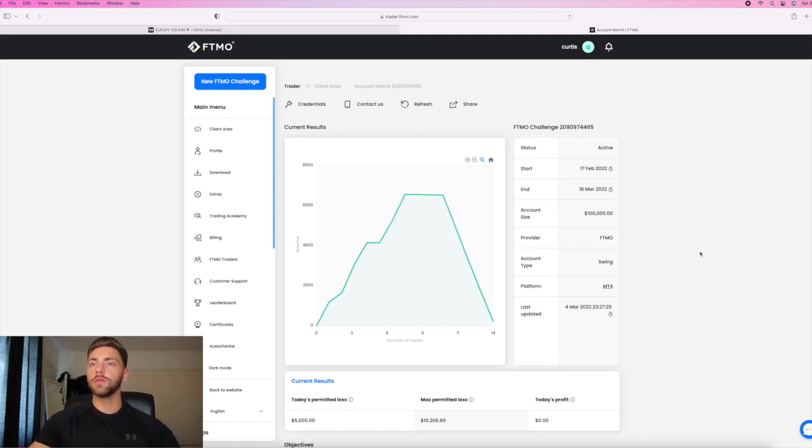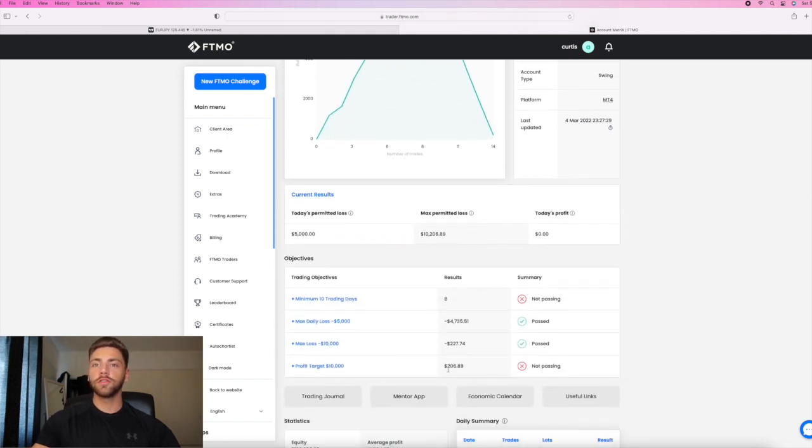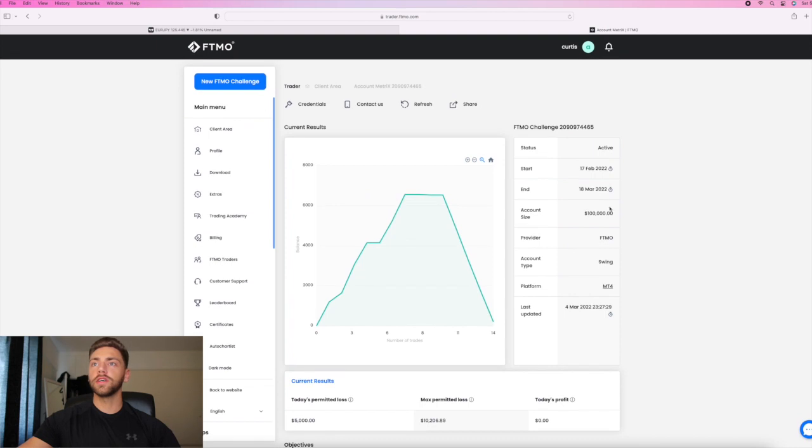I would refresh it, but there's no point, is there? So yeah, we're at 200 up. This ends on the 18th of March. I'm not going to trade this now. It's the 5th of March today, so I've got like 2.5 weeks or so. I won't be trading this account.